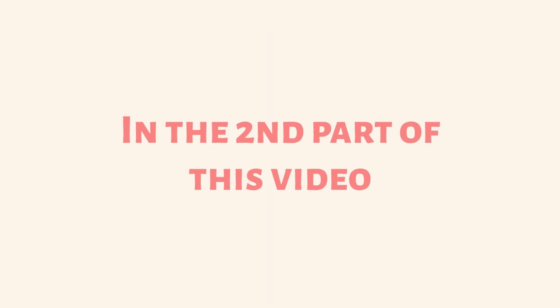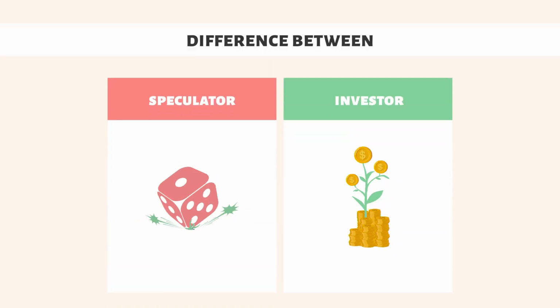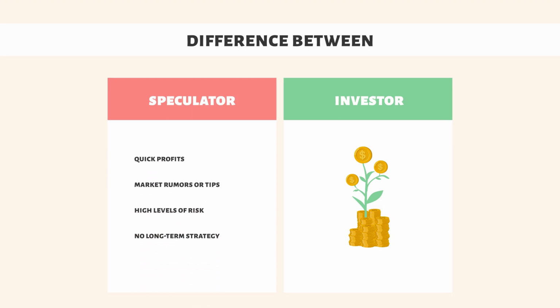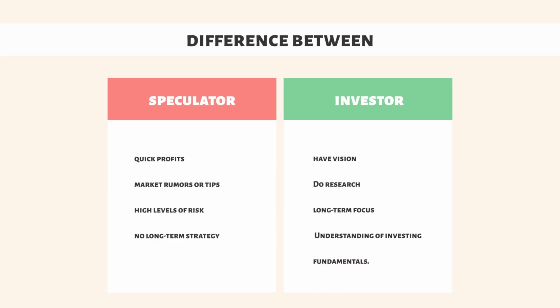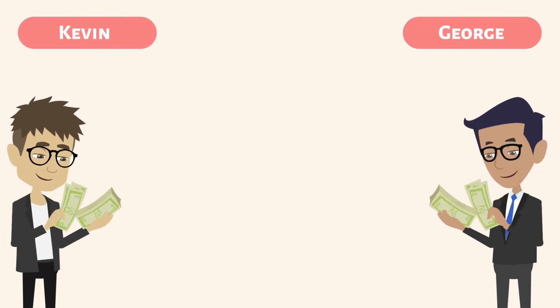In the second part of this video, let's discuss what is the difference between a speculator and an investor. Before we start investing our money, it's very important to understand the difference between a speculator and an investor. A speculator is someone who invests in stocks with the goal of making quick profits based on market rumors or tips. They often take on high levels of risk and may not have a long-term investment strategy. And on the other hand, an investor is someone who invests in stocks with a long-term focus and a solid understanding of investing fundamentals. Let's understand this with an example of 2 friends.